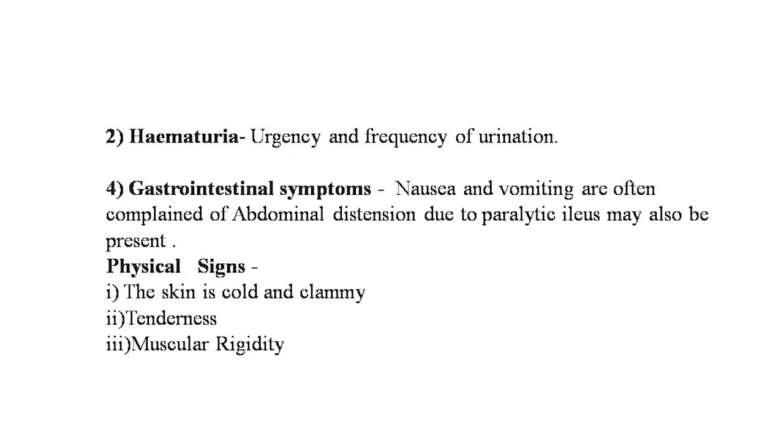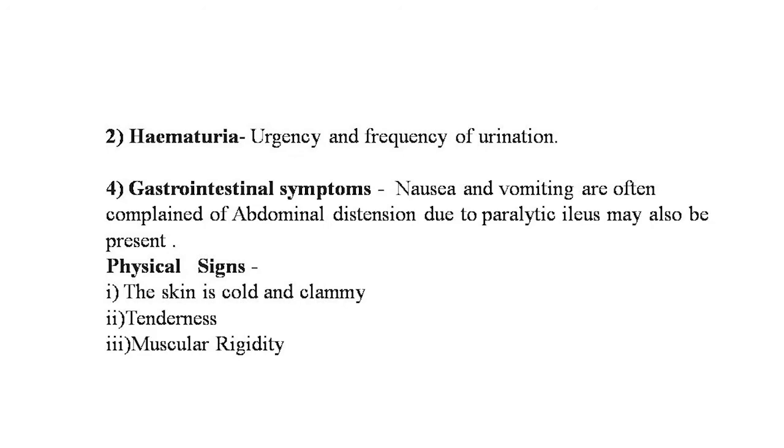And fourth, gastrointestinal symptoms are sometimes associated with ureteric stones. Nausea and vomiting are often complained of, and abdominal distension due to paralytic ileus may also be present. These symptoms may sometimes overshadow the renal ureteric pain. This may mimic intraperitoneal pathologies like peptic ulcers, cholelithiasis and acute appendicitis.